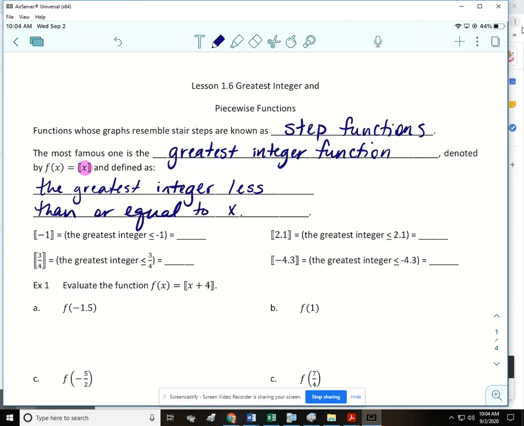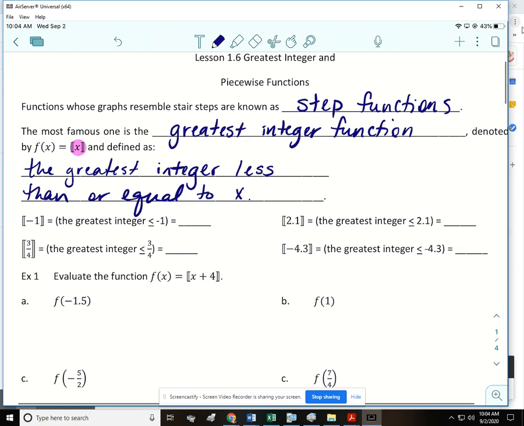All right, so if we have a -1 inside those double brackets, that means the greatest integer less than or equal to -1. And if that number is an integer, it is just that number. All right, if that number inside is a decimal or a fraction, we have some things to do. So if we have 2.1 inside, 2.1 on the number line would be about right here. So if we want the greatest integer less than or equal to 2.1, we go backwards to 2.